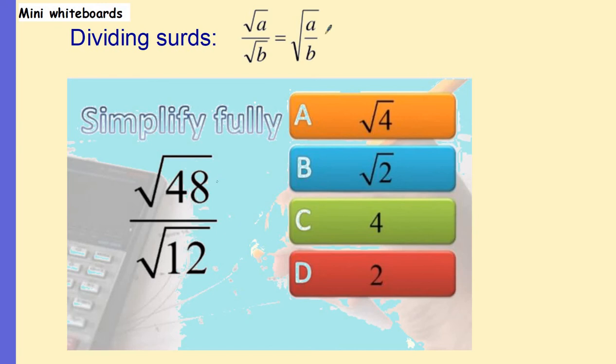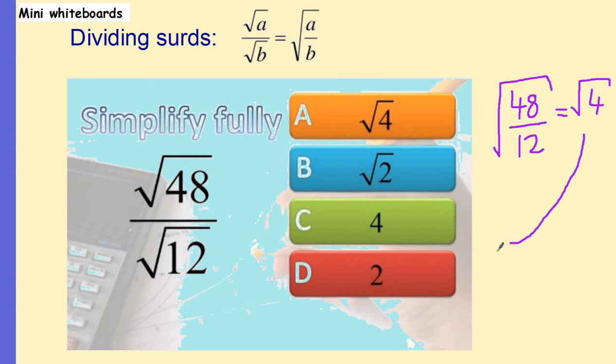Okie dokie, I'm going to go through the answer. Using my rule of surds, I can write this as the square root of 48 over 12. 48 divided by 12 just gives me 4, so I can write that as the square root of 4. And the square root of 4 we know is 2, so the correct answer is D.